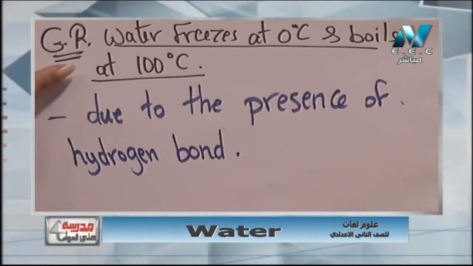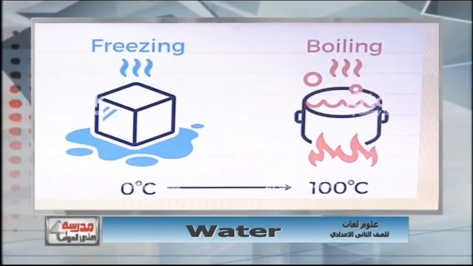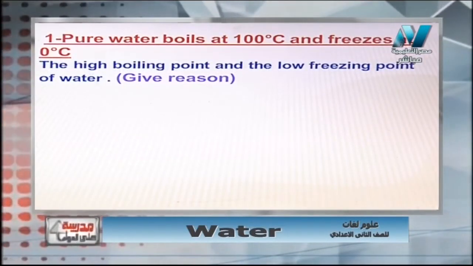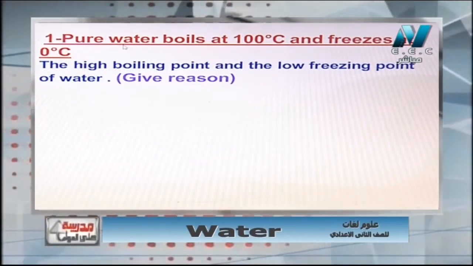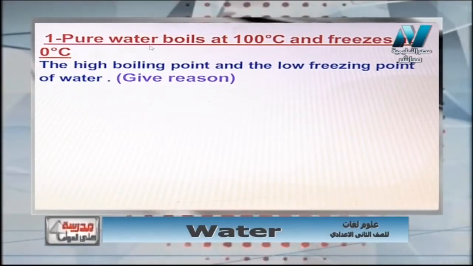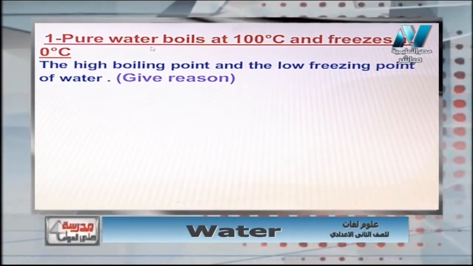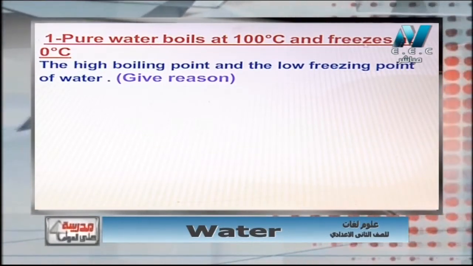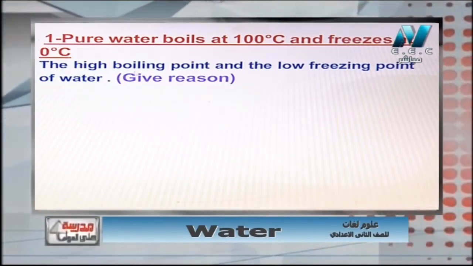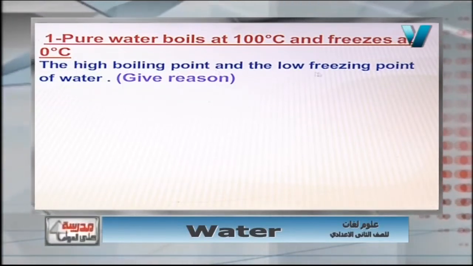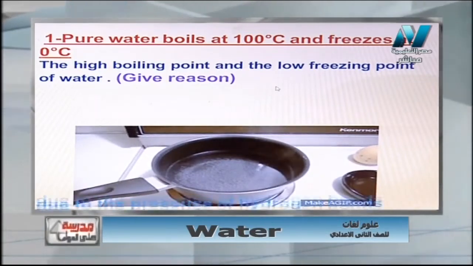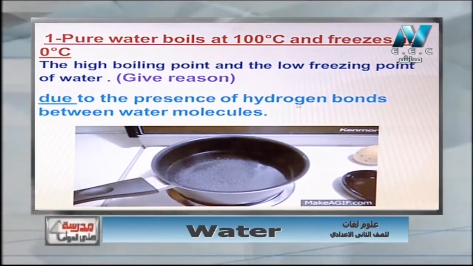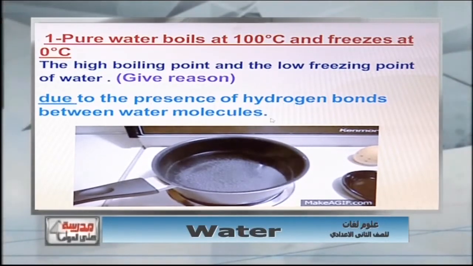Okay, let's see together in the computer slide. Give reason. Pure water. What's meant by pure water? Not the drinking water or the tap water. Pure water is the water which contains only H2O. Only H2O, boils at 100 degrees and freezes at 0 degrees. Why the high boiling point and the low freezing point of water? Give reason why. Due to the presence of hydrogen bond between water molecules.